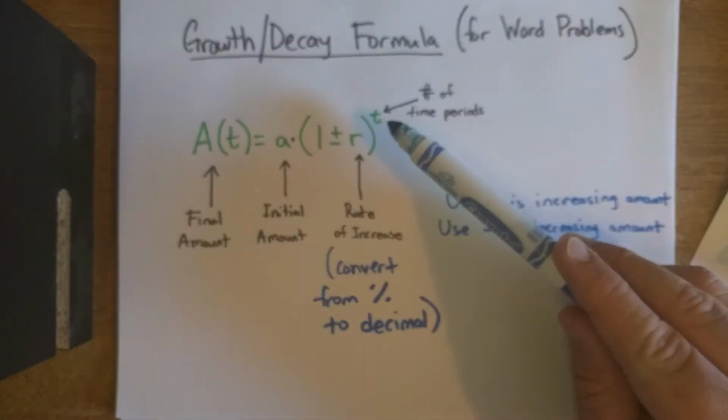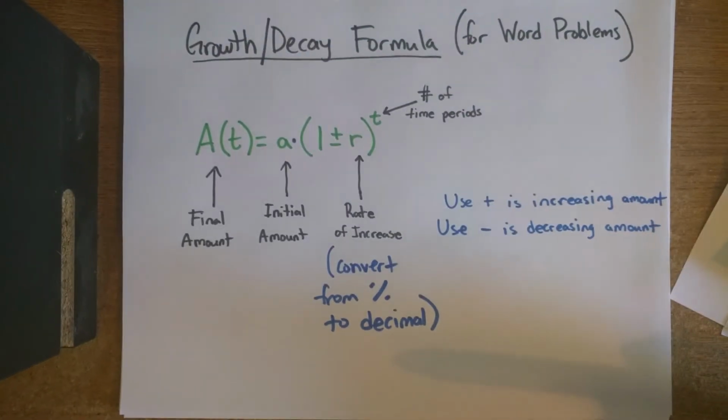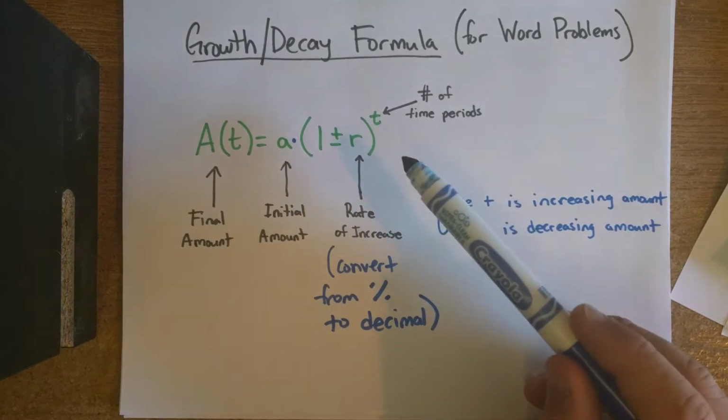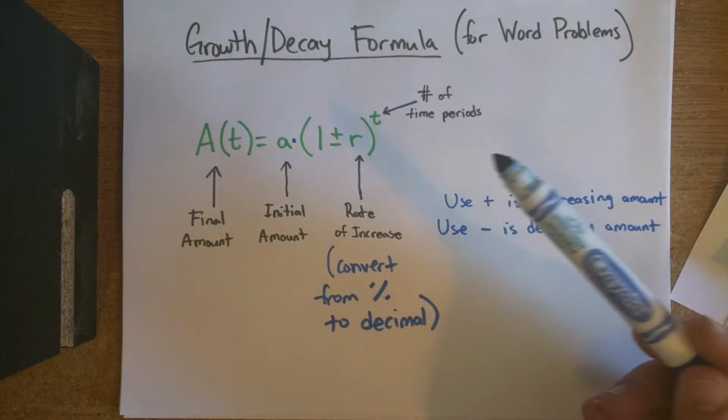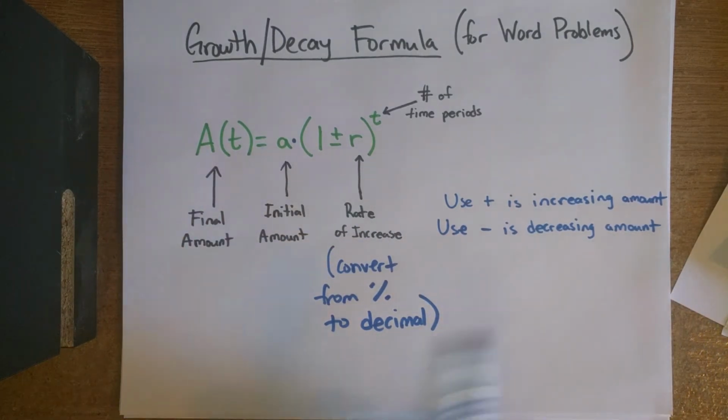T is your number of time periods. So if the problem tells you find how much bacteria is in a sample after 5 weeks, T would equal 5. So T is just the number of time periods. It could be weeks, it could be hours, it could be minutes, it could be years. Just depends on the problem.